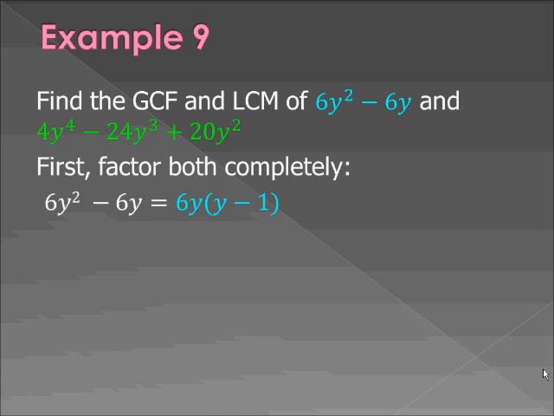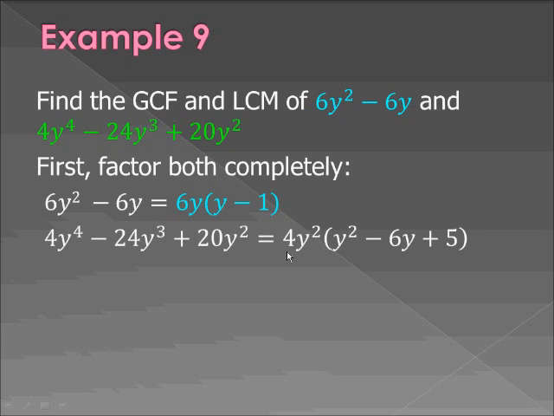You'll take the 6y squared minus 6y. You can factor out a 6y, and you get 6y times whatever's left inside, which is y minus 1. For this one, you can factor out a 4y squared right away. So you get 4y squared, and what you're left with inside the parentheses is y squared minus 6y plus 5. You can further factor this quadratic, and you'll eventually get y minus 5 times y minus 1.